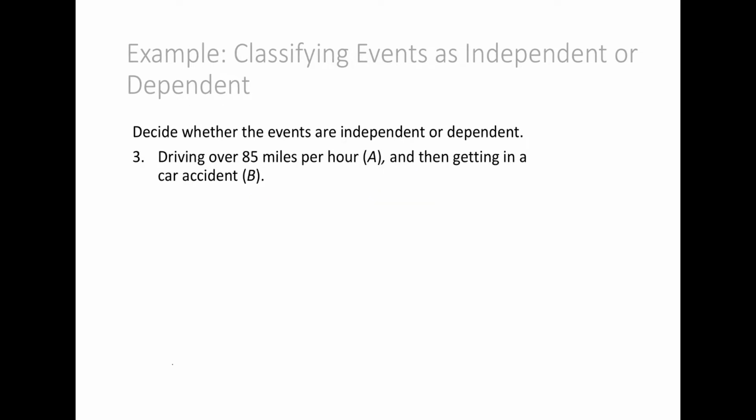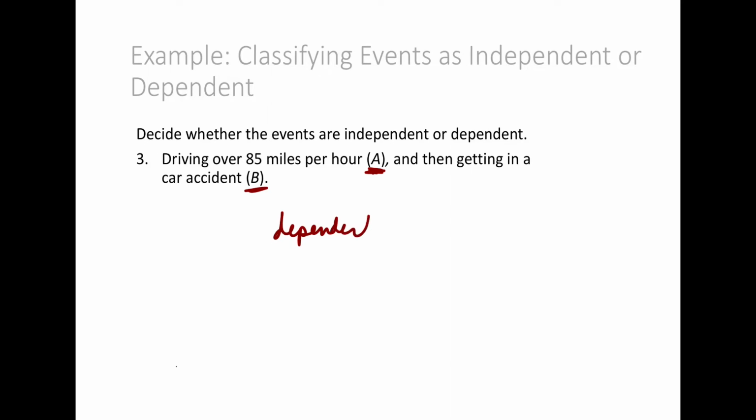What about driving over 85 miles an hour, event A, and then B, getting into a car accident? Well, most likely, if the first is occurring, then the second would be affected by that, right? If we're speeding, we're probably going to put ourselves in greater danger of getting in a car accident and also increasing the likelihood of getting seriously injured. So these 2 events would be dependent events.